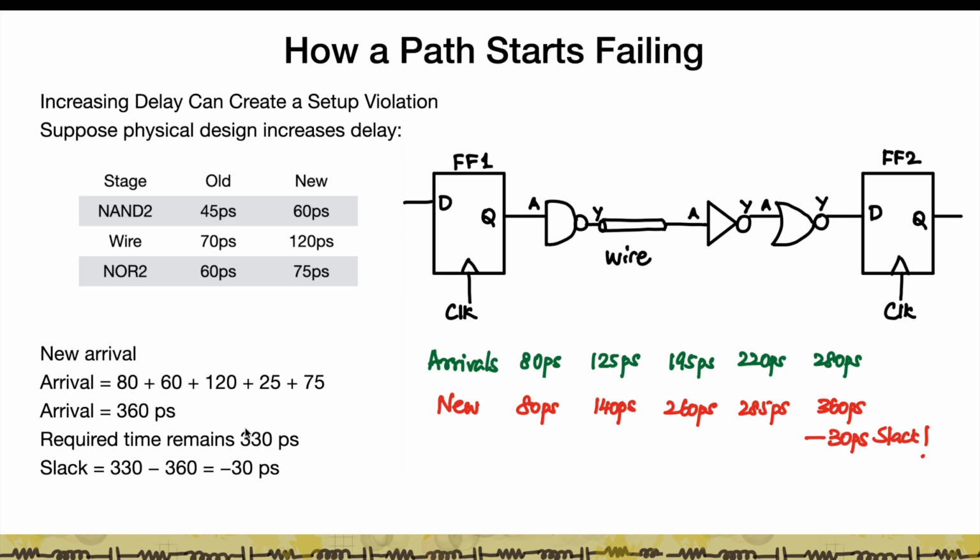Required time hasn't moved, it is still 330 picoseconds. So the slack is 330 minus 360 or minus 30 picoseconds, negative. The signal is arriving 30 picoseconds after the deadline. That's a setup violation. The same path that had 50 picoseconds of margin is now failing by 30 picoseconds, purely because of physical implementation changes with zero change to the logic. This is why you can't just sign off timing after synthesis. The physical design changes everything.